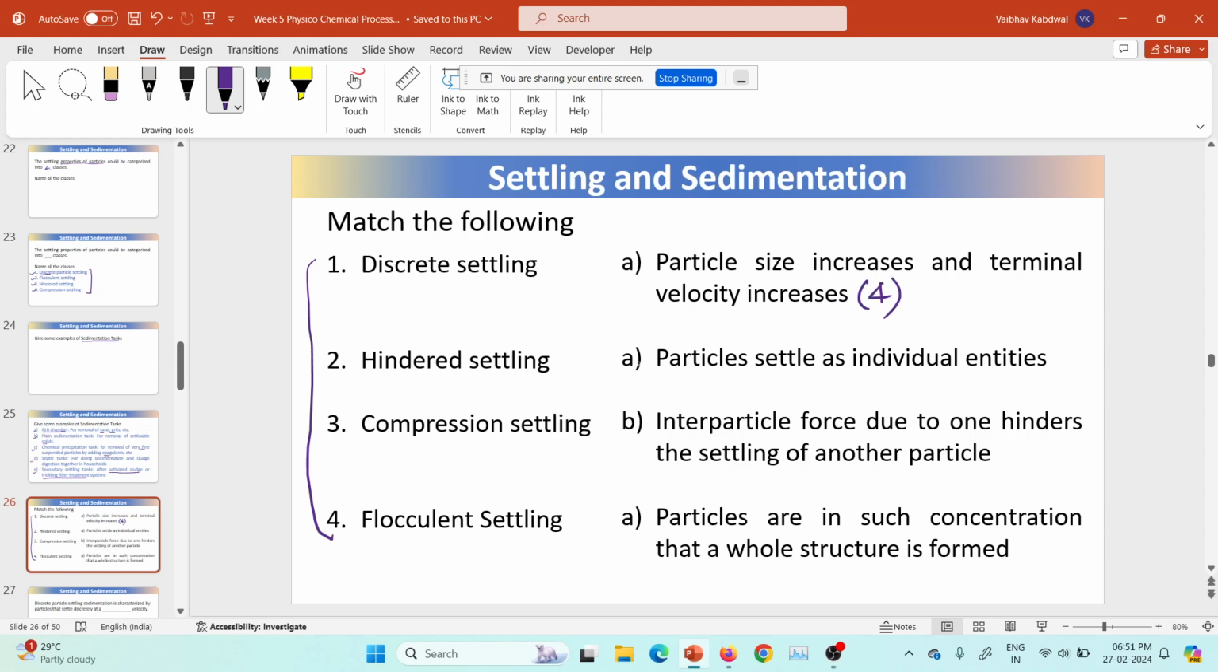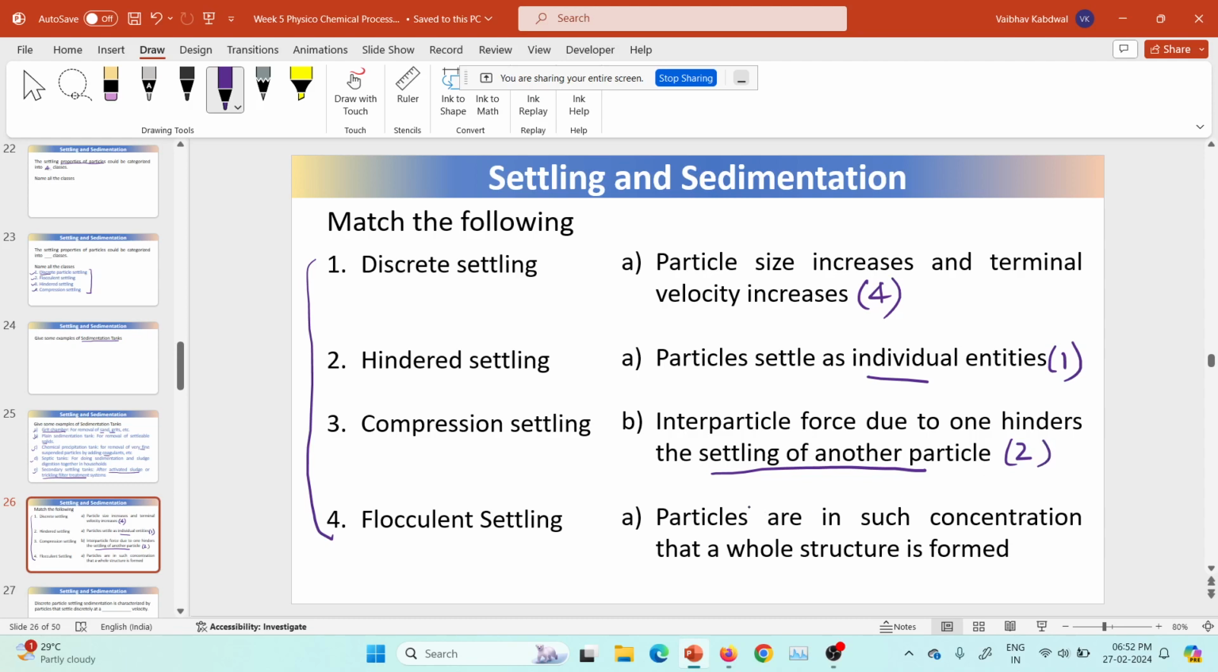Particles settle as individual entities. This happens in discrete settling. Interparticle force of one particle hinders the settling of another particle. So the interparticle force of one particle affects the other particle. That happens in, no, in hindered settling.